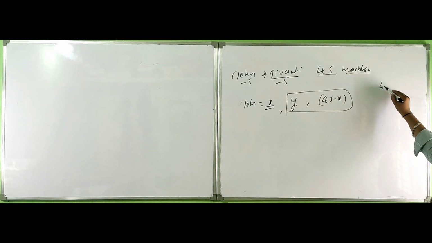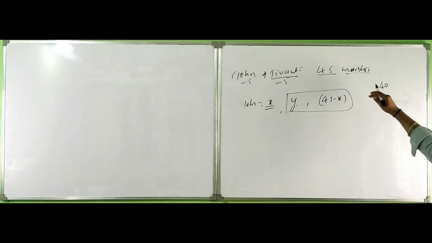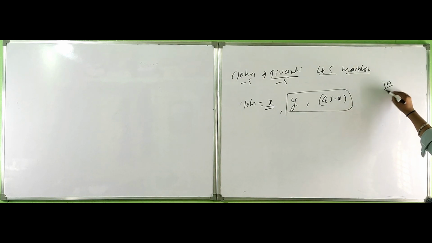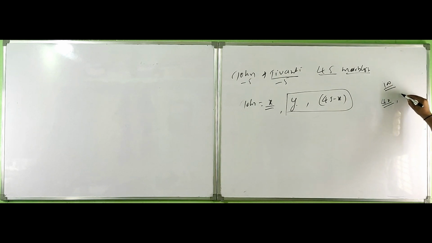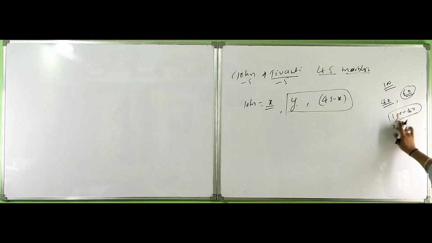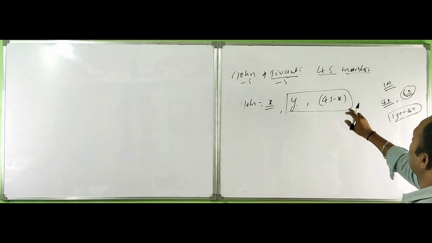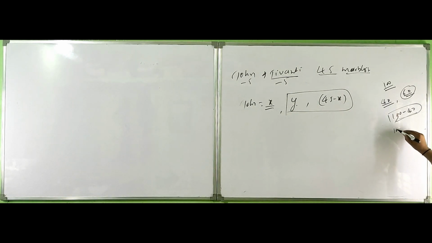For example, if there are 100 marbles and John has 40 marbles, then Jivanti should have 60 marbles, because it is 100 minus 40. If John has x, then Jivanti has 100 minus x. Here the total they have is 45, so the equation is like that.